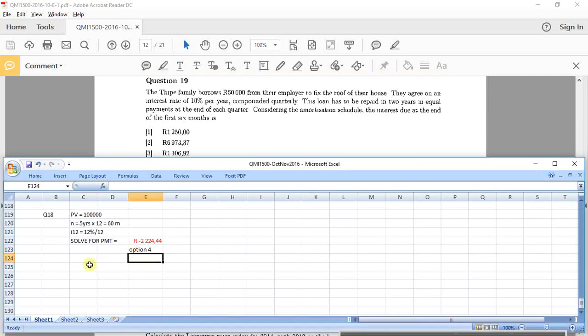Alright, 19, more TVM. Family T borrows 50,000 from the employer to fix the roof. PV equals 50,000. They agree on an interest rate of 10% per annum compounded quarterly. That's I4, the quarterly rate. I4 equals 10% divided by 4. The loan has to be repaid in 2 years. How many quarters in a year? 4. 2 years, 8 quarters. So N equals 2 times 4, which is 8 quarters.